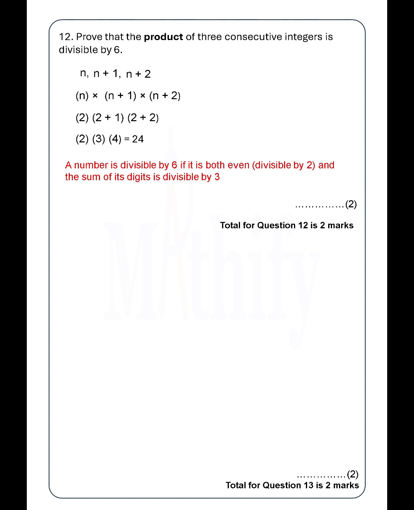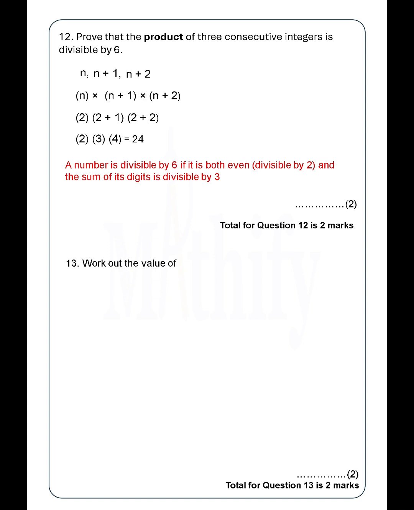So a number is divisible by 6 if it is both even, in other words divisible by 2, and the sum of its digits is divisible by 3. So therefore, we have proven that 24 is a product of three consecutive integers and it is divisible by 6.